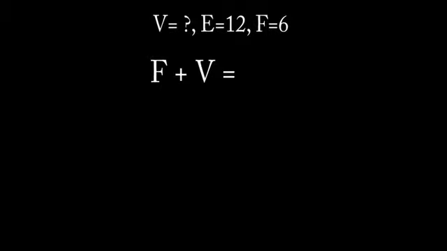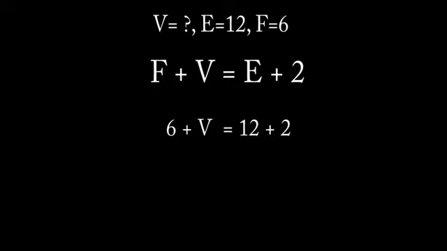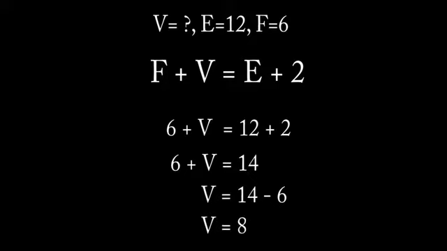Let's solve for the vertices of the hexahedron. Given, V is missing, F is 6, and E is 12. Let's substitute into the formula. 6 plus V equals 12 plus 2. 6 plus V equals 14. V equals 14 minus 6. So the answer is 8 vertices of the hexahedron.